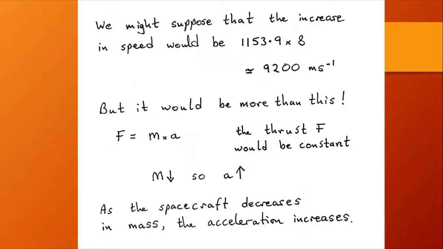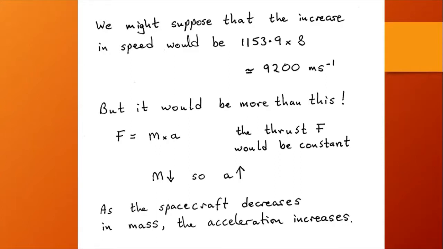Let's go a little bit further. Now, we might suppose then that the increase in speed would be the number of days times the increase in speed per day, which is about 9,200 meters per second. Yeah, that seems reasonable, but it would be more than this. So we come back to the idea of the mass.